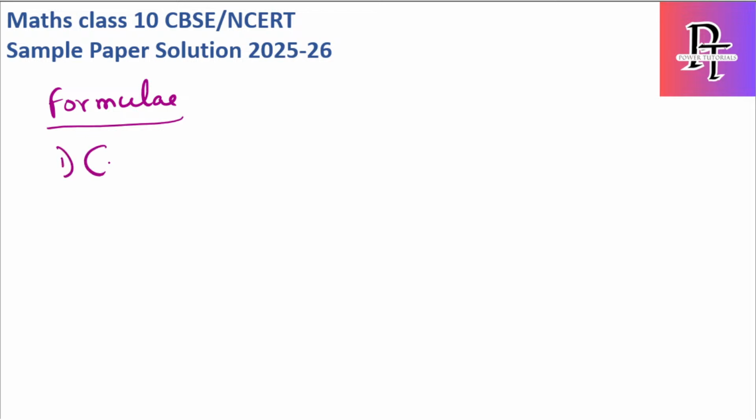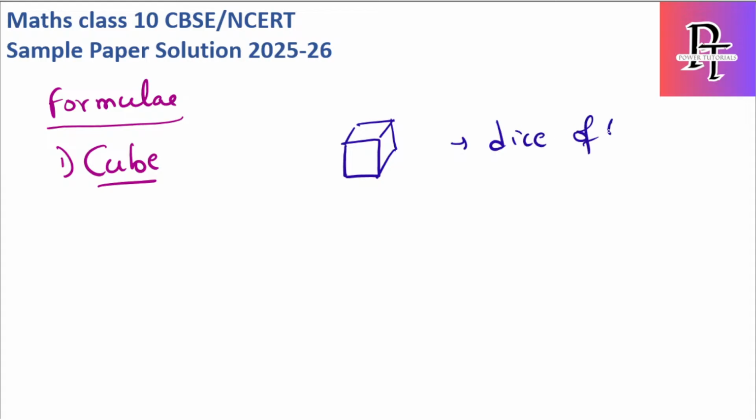First one, cube. So what is a cube? A cube is the 3D figure which has all sides equal. Simply, if you remember, if you ever played Ludo, the dice is considered a cube, which has perfect squares on all sides.